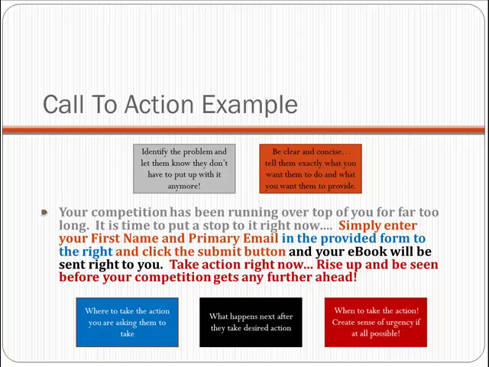Now we're going to break this down, and we've got it color coordinated here to help us see what we're talking about. We're going to start with the gray. It says to identify the problem and let them know they don't have to put up with it anymore. Let's take a look and see if we've done that. Your competition has been running over top of you, so you've identified the problem, and for far too long. It's time to put a stop to it right now. So basically, you're letting them know the problem and that they don't have to put up with it anymore, that we're going to put a stop to it right now.